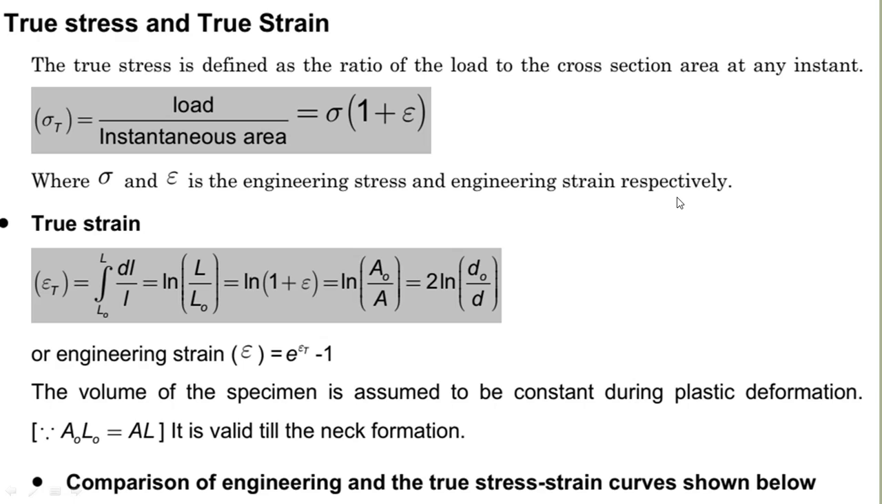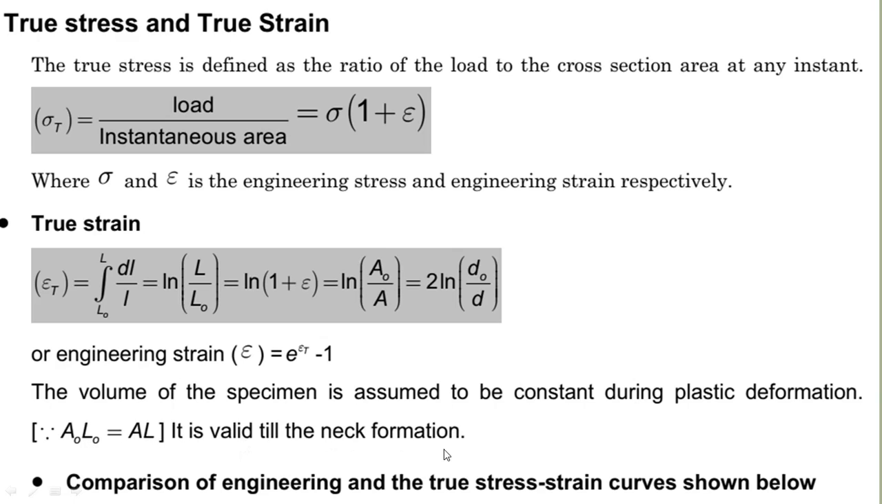Then true strain epsilon T is equal to the integration from L0 to L of dL divided by L, which is equal to ln of L divided by L0, which is equal to ln of 1 plus epsilon, which is equal to ln of A0 divided by A, which is equal to 2 ln of D0 divided by D. Or engineering strain epsilon is equal to e raised to epsilon T minus 1. The volume of the specimen is assumed to be constant during plastic deformation. So A0 L0 is equal to A into L. It is valid till the neck formation.